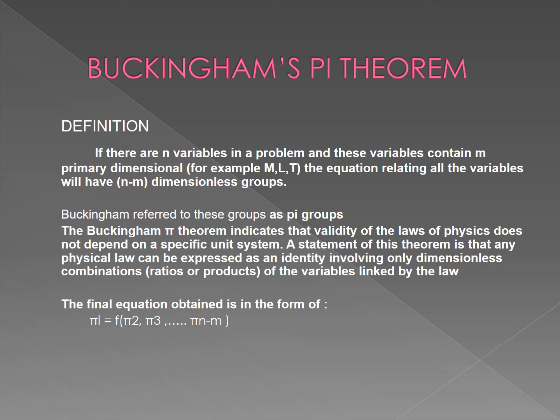The Buckingham pi theorem indicates that the validity of the laws of physics does not depend on a specific unit system. A statement of this theorem is that any physical law can be expressed as an identity involving only dimensionless combinations, ratios or products of the variables linked by the law. The final equation is obtained below.